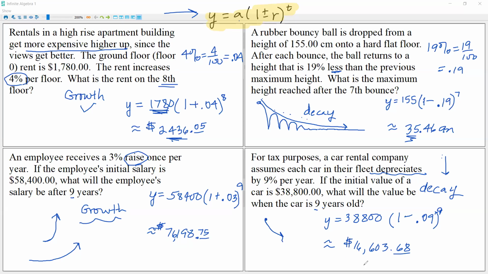I'm looking over at my answers, making sure I tell you the right numbers, because the focus of this is not the final answer. The focus is on getting there. That is the most important part of this: understanding growth and decay and how to plug it into the formula. And once again, we started at 155, we ended up at 35, that's a decay. We started at 38,800, we ended up at 16,000, that's a decay. Those numbers got smaller.